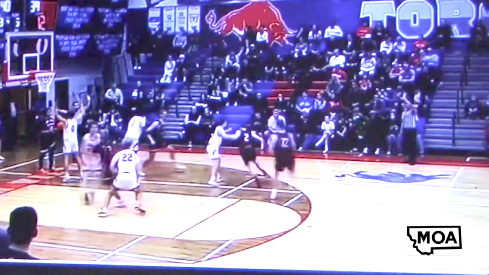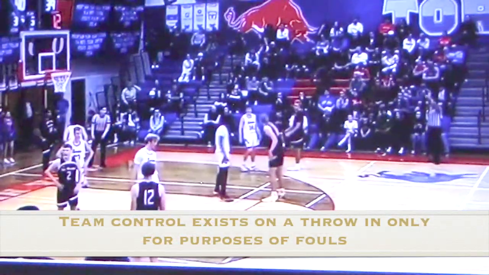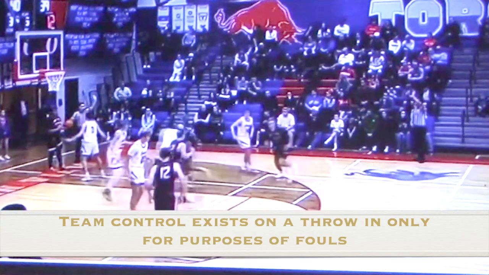In order to have a backcourt violation, we must have team control on the court. Team control is established by player control on the court. When does this player gain player control on the court? When they pick up the basketball here. Now established. Player control, team control on the court.